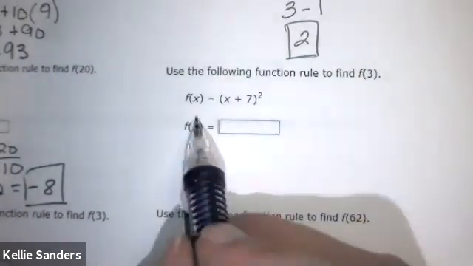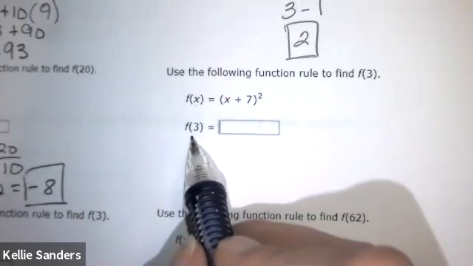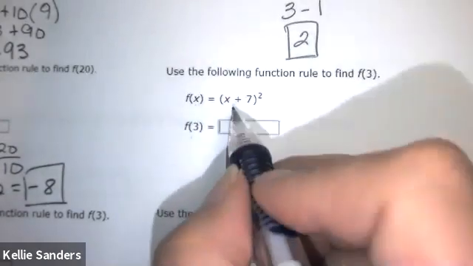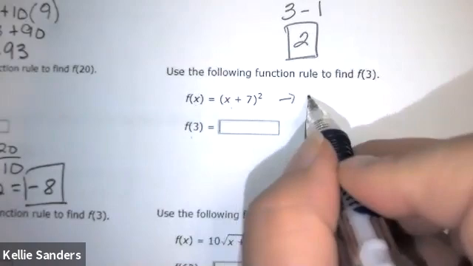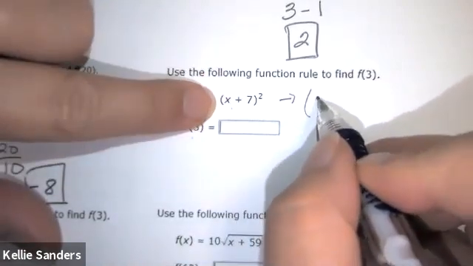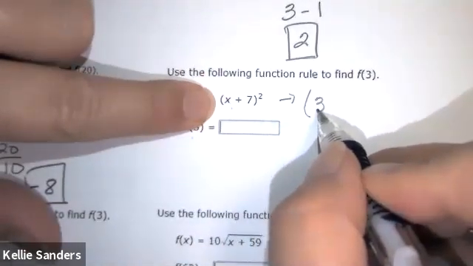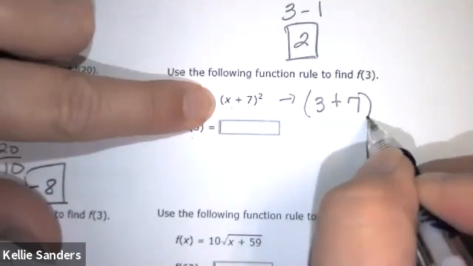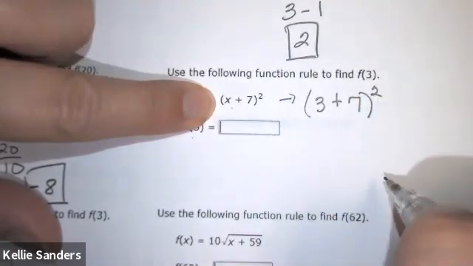Okay. What's going to replace x? 3 is going to replace x. So here's your x. So put a 3 instead of it. Plus 7. And the 2 is still up there.